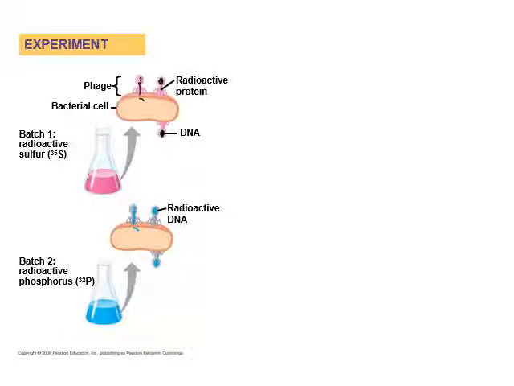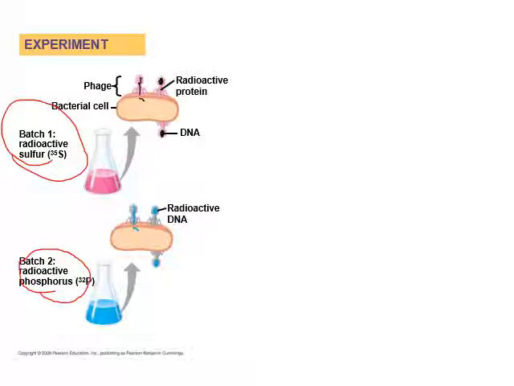So they designed this experiment, going to look at two forms of the T2 virus. The first form was T2 virus that was cultivated in the presence of radioactive sulfur. Sulfur is going to be there for the disulfide bridges as part of the amino acids that make up the proteins of the virus. Sulfur does not occur in DNA. The other batch is going to be grown in the presence of radioactive phosphorus.